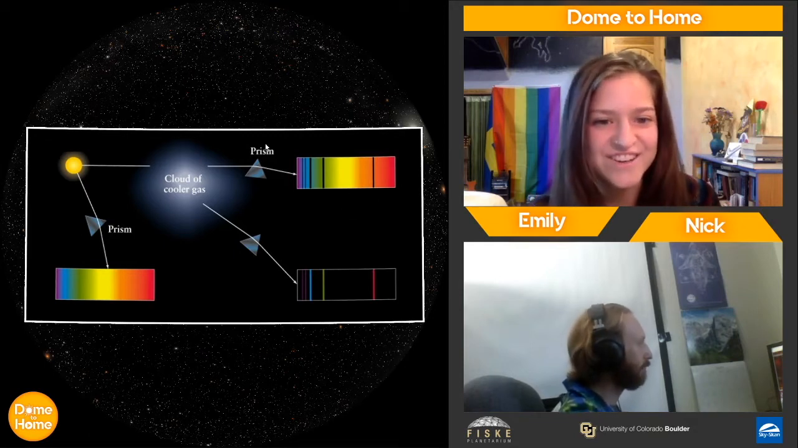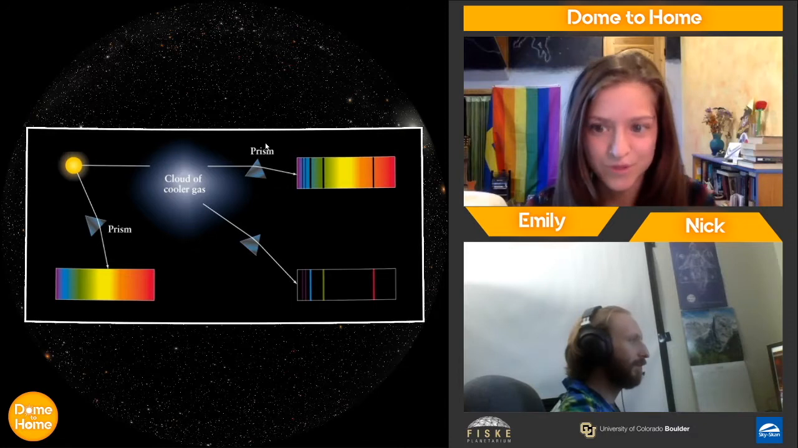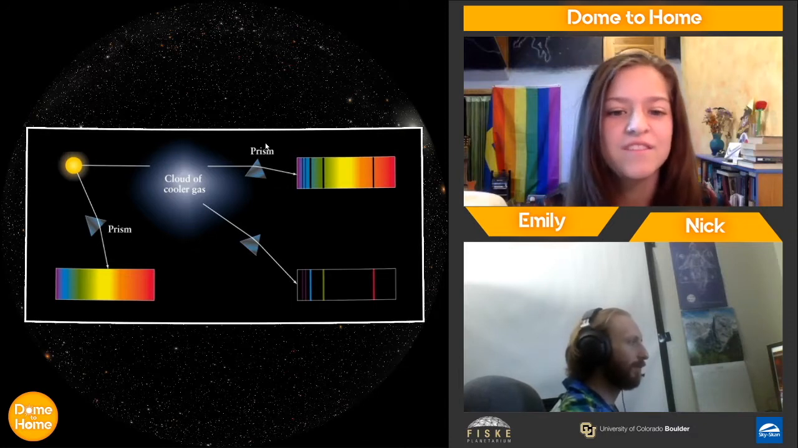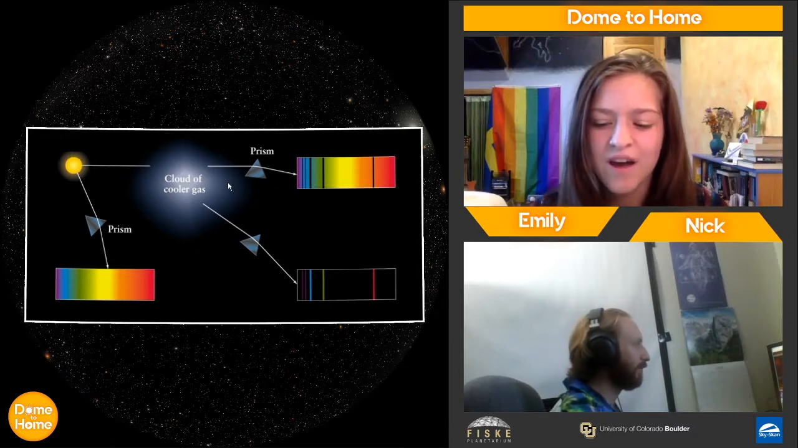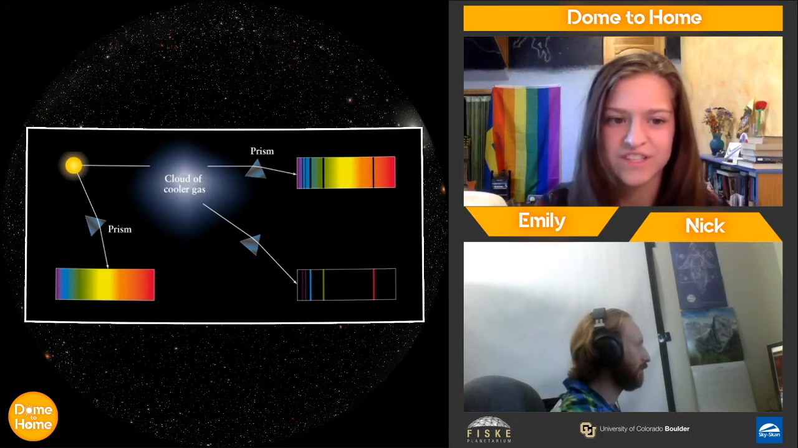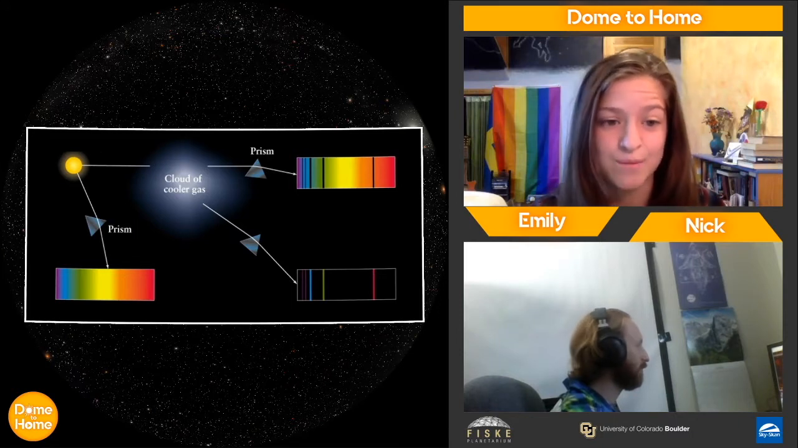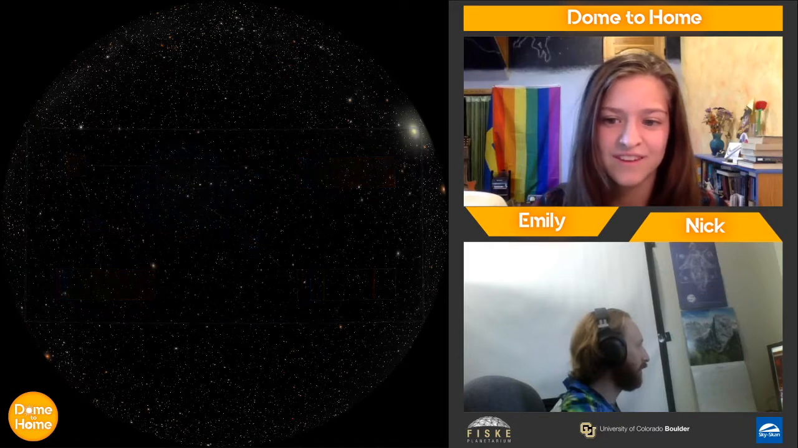And there's actually another cool thing we can learn from these absorption lines. Nick, can you put up another visual that will help us understand what light does when it's in motion? Absolutely.